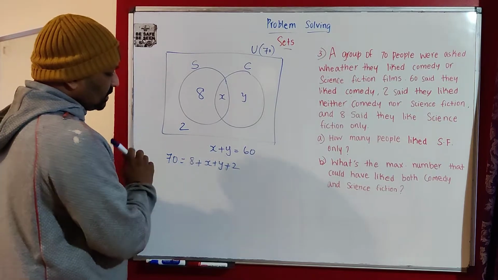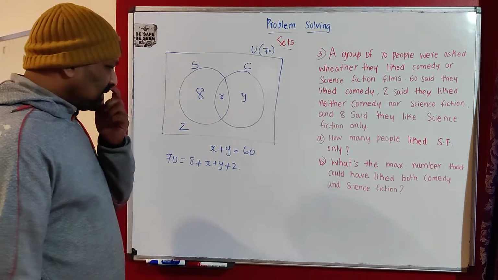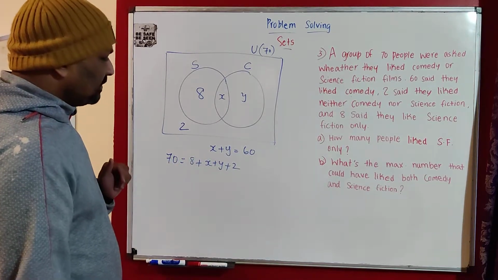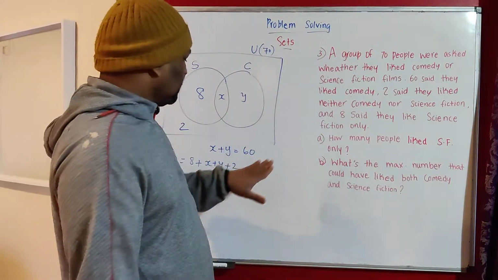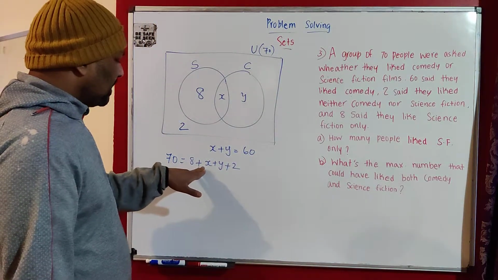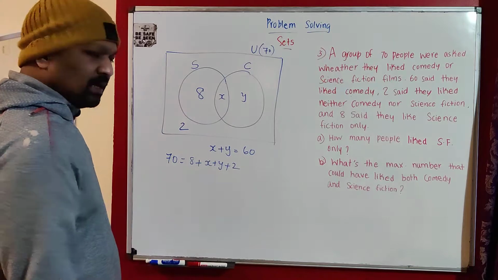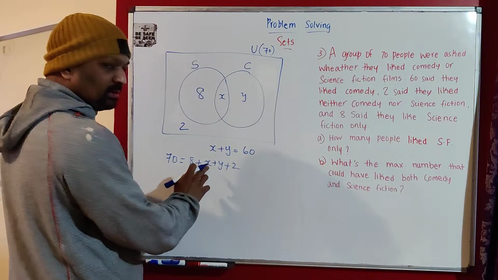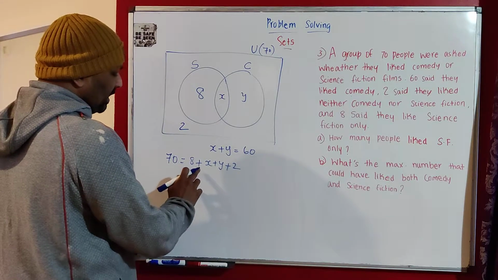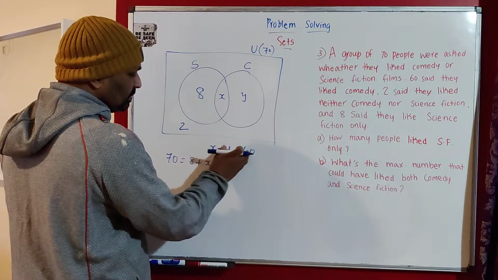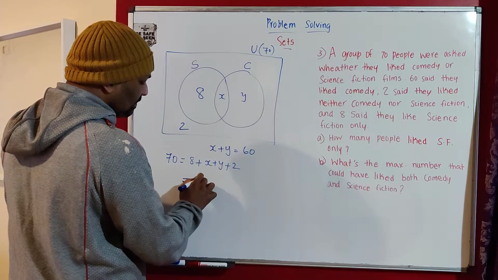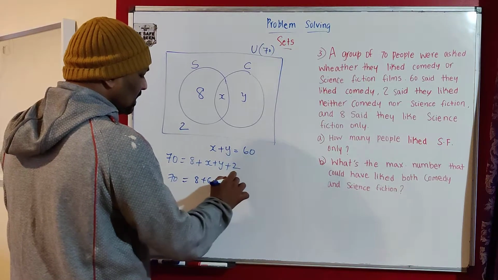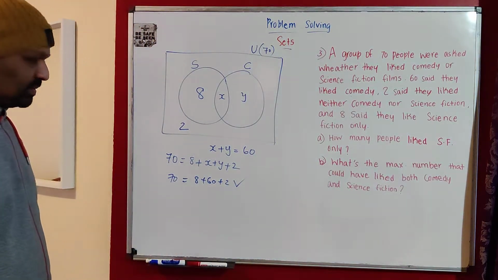Okay, so there are two equations we derived based on the given information. X plus y is equal to 60 and 8 plus x plus y plus 2 is equal to 60. So you put x plus y is equal to 60 here. Is it coming to equal? Yes. If you put x plus y value as 60, 8 plus 60 plus 2 is equal to how much? It's coming to 70. So this is true, isn't it?